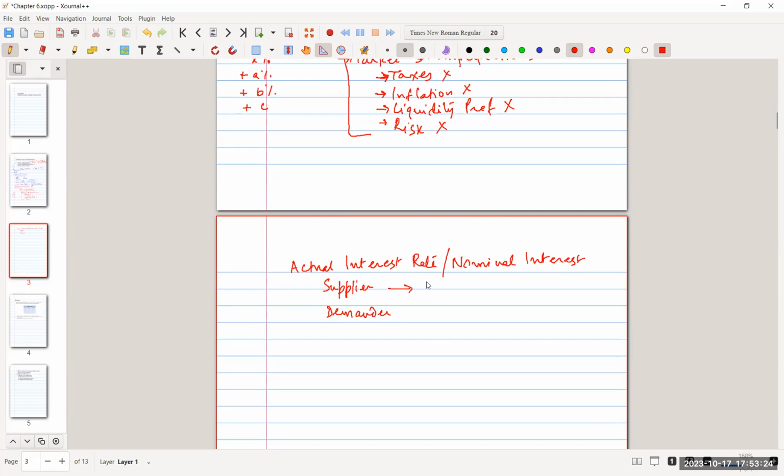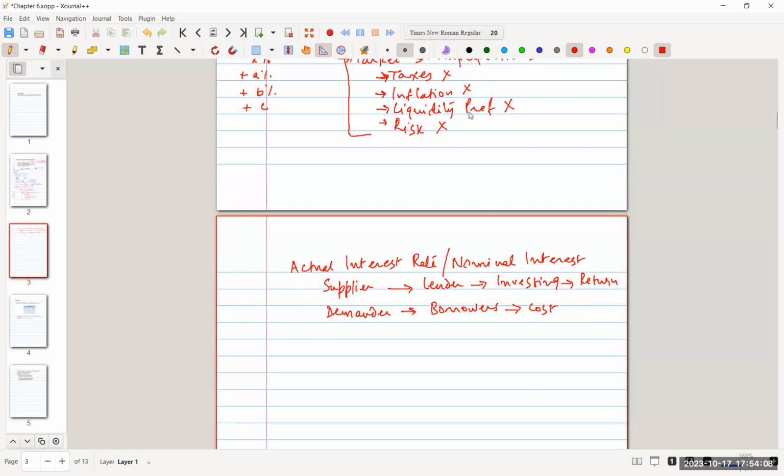A supplier of funds is basically the lender. When you're lending, you're actually investing your money. Demanders are usually borrowers. For them, the interest rate is a cost. For suppliers, because they're investing, it's a return or reward. So it depends on which side of the table you are on. The nominal interest rate is the actual interest rate charged by the supplier and paid by the demander.